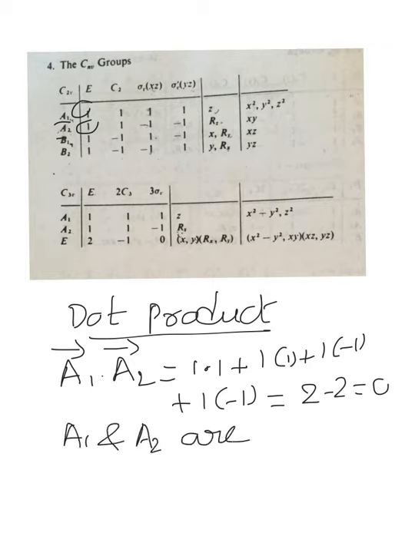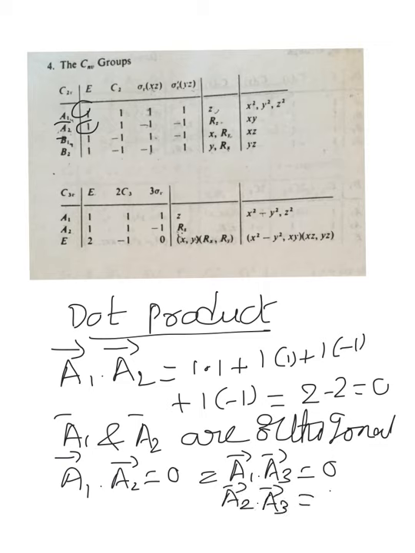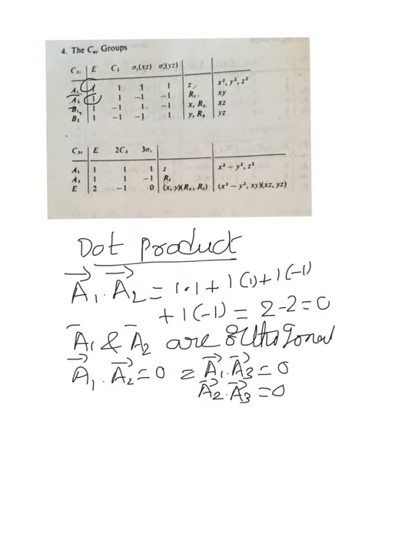In general, any two irreducible representations of a character table are orthogonal. That is, A1 dot A2 is equal to 0. Similarly, A1 dot A3 is equal to 0, and A2 dot A3 is equal to 0. Any two irreducible representations we take have to satisfy this property of orthogonality. The two vectors are perpendicular to each other.